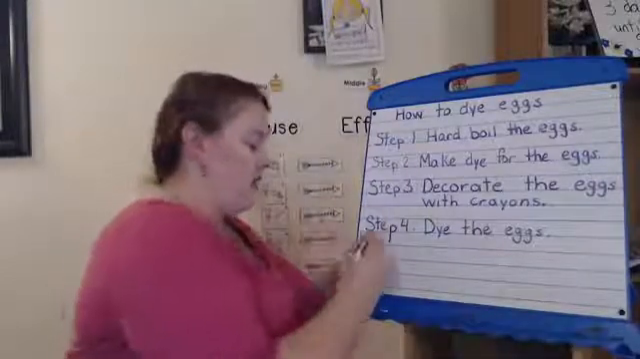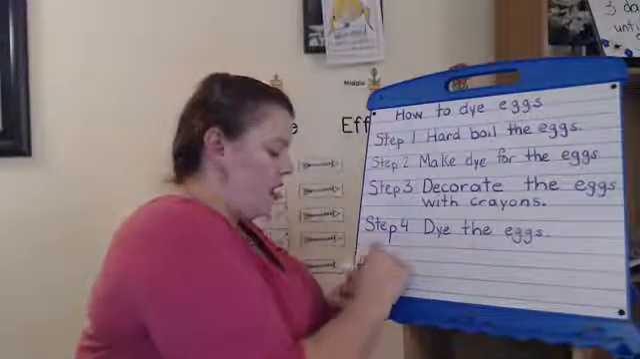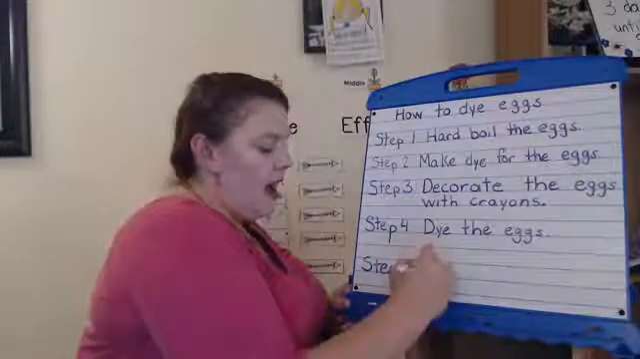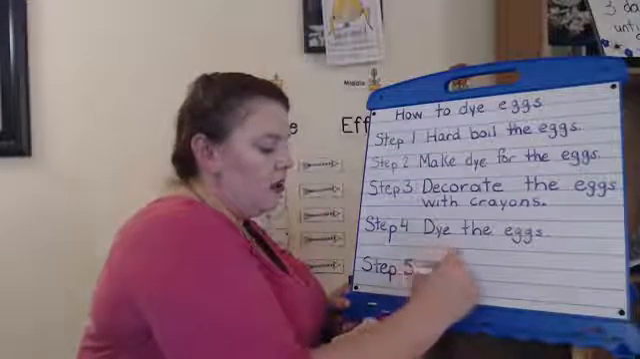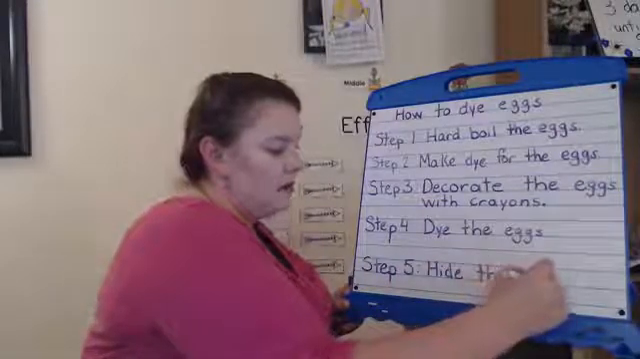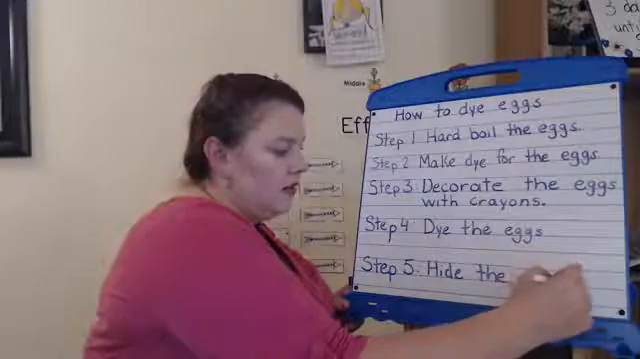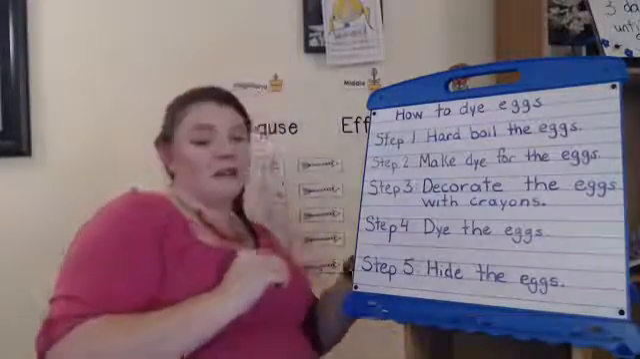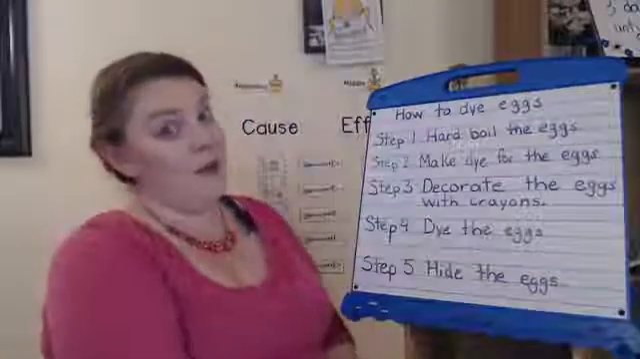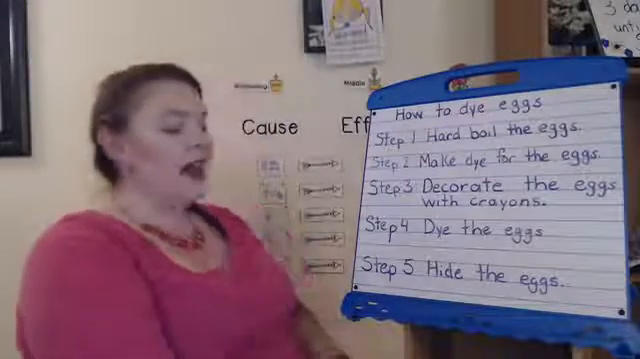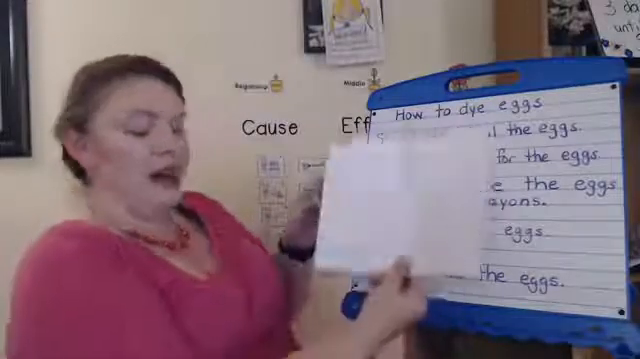Step 5 would be hide the eggs. Because in our story, the Easter Bunny didn't know he was going to let the assistant help him hide the eggs, and he decided at the end to let him hide the eggs. So I said we had 5 steps.